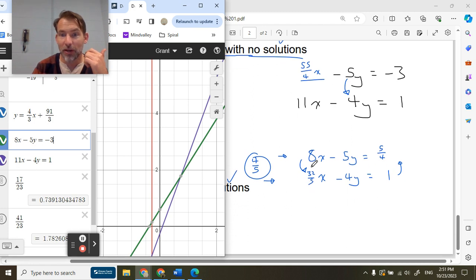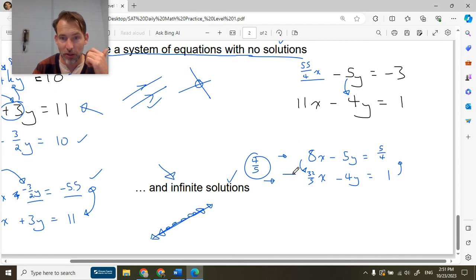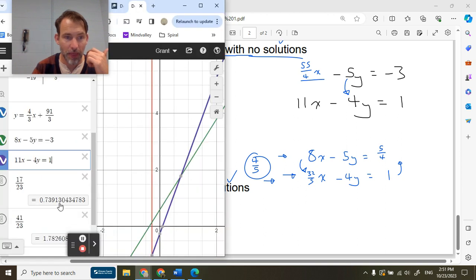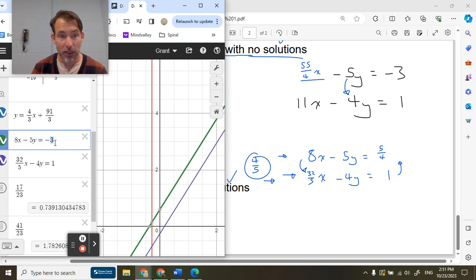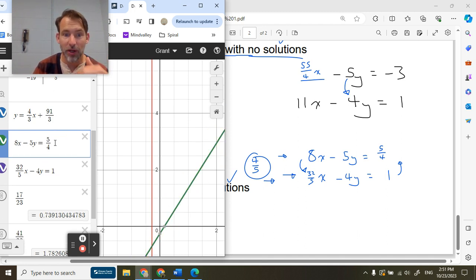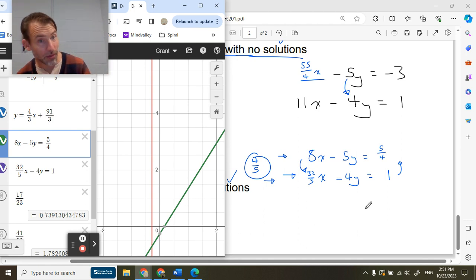And then I found that if I change this 11, this one down here now, if I change that 11 to a 32 over 5, oh, they're parallel again. They're just parallel to the other one. And that this was not minus 3, but it was 5 over 4. We would have the same line. Look at this, people. Scored 100% again. It's because I've had practice. So that's a system of equations with an infinite number of solutions. And I can get there by changing a couple of the coefficients.